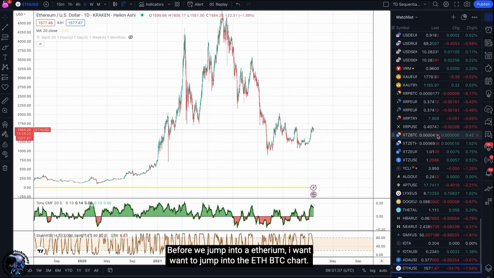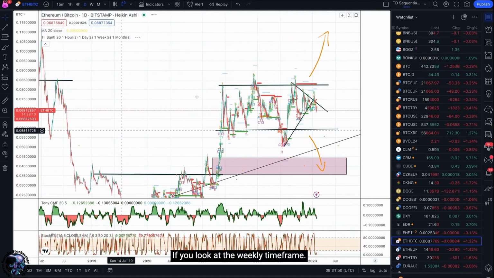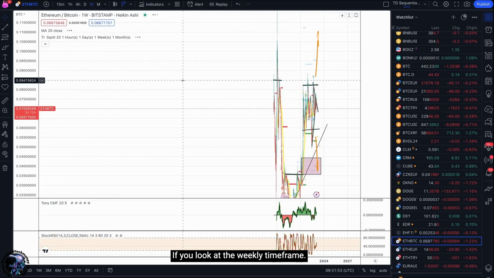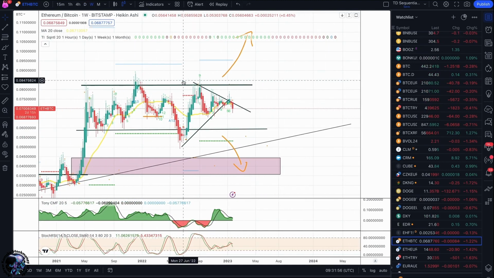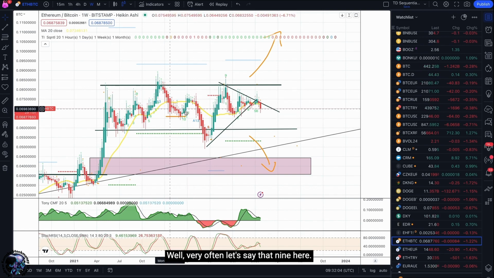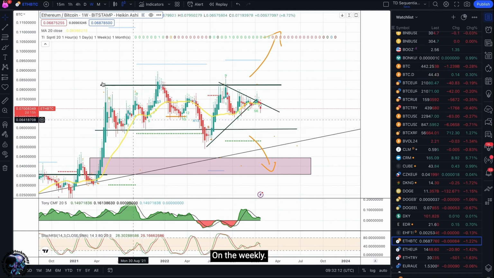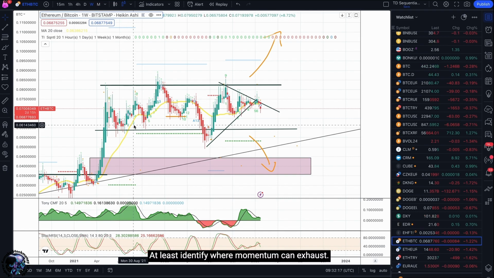Before we jump into Ethereum, I want to jump into the ETH BTC chart. I believe it's here. No, it's not. This one. Now, if you look at the weekly time frame, first of all, what we see is the TD Sequential, every time it hits a 9, or very often, let's say, 9 at the bottom, it tends to have a reversal pattern on the weekly. So it's a good indicator to at least identify where momentum can exhaust.